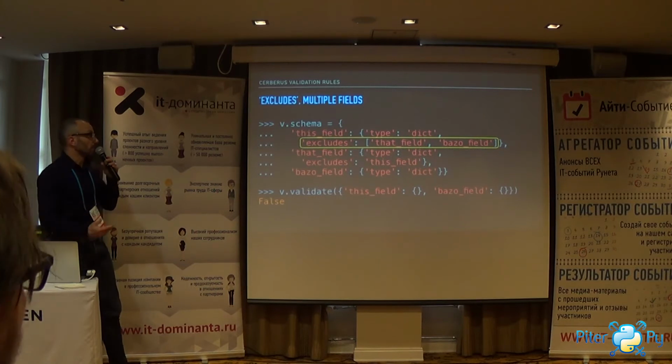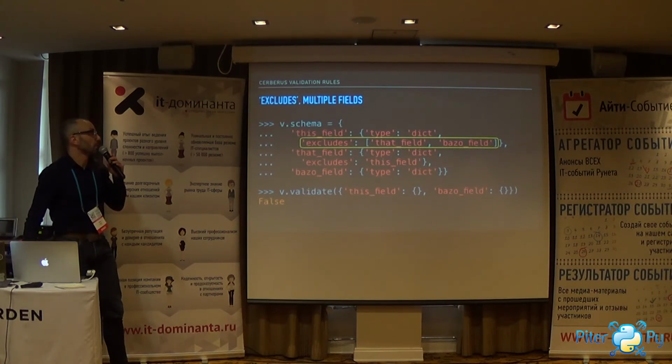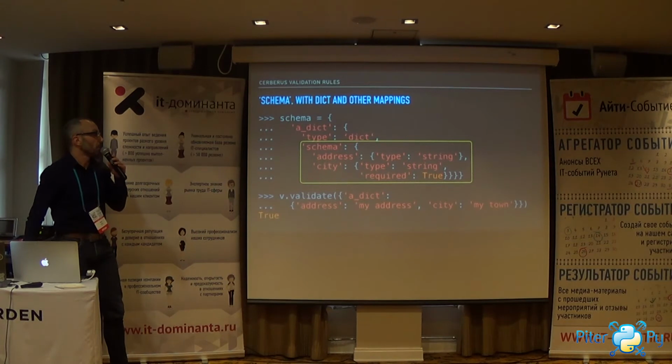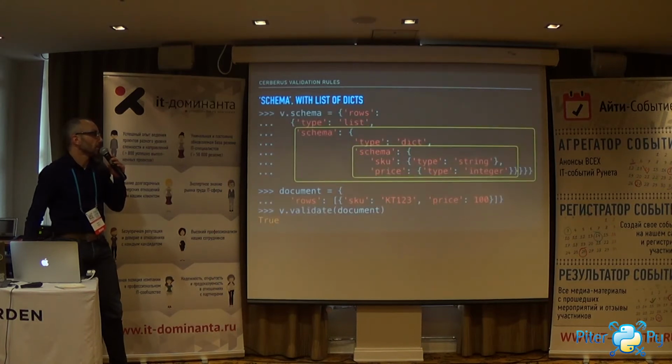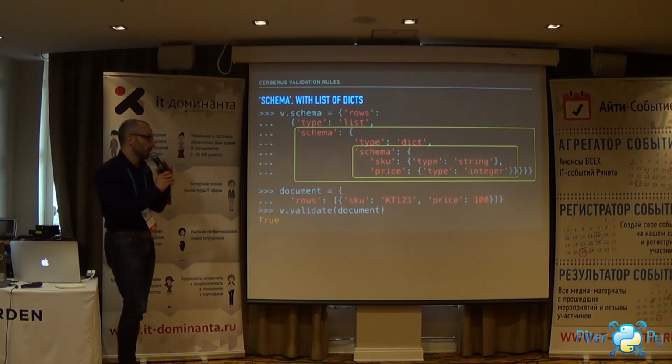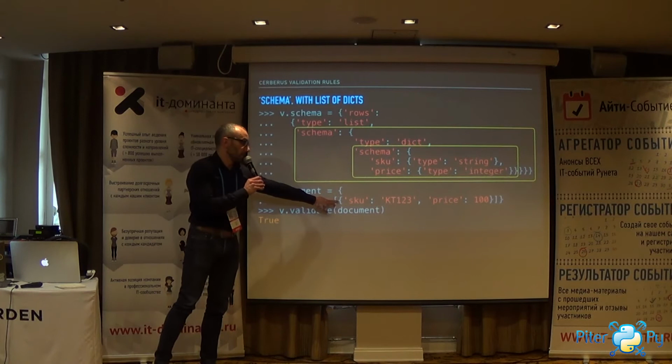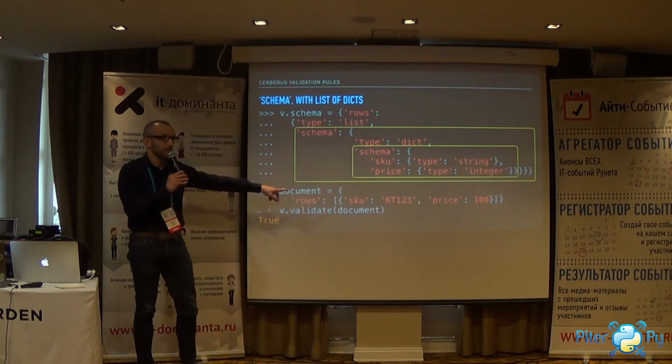There are more rules, I'm not going into this, but you can use the exclude rule. You can validate sub-documents, like in this case a dictionary, and you can define a schema for the dictionary in your field. What is interesting to me is that with lists, you can define the type of the values in the list, but you can also have a list of documents, and in this case you can validate the individual documents. So you can have, for example, rows, which is a list of dictionaries, and you validate the dictionaries within the list.